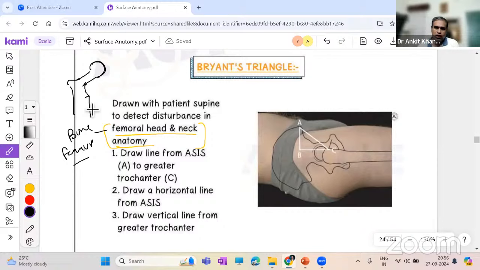Okay, so do remember that also. Now, how to take Bryant's triangle? Draw a line from ASIS to greater trochanter. This is the point of ASIS.